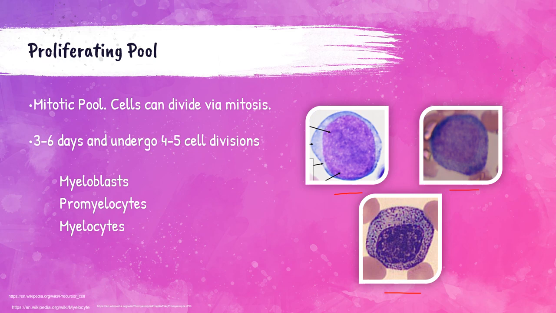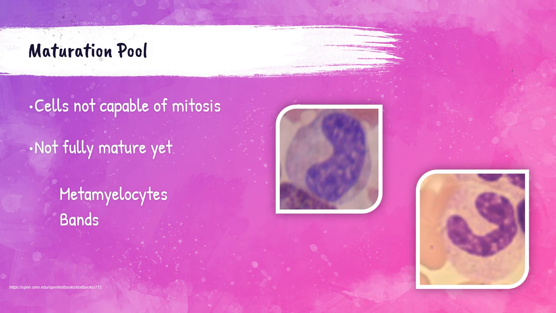In the maturation pool in the bone marrow, the cells are no longer capable of mitosis. So this means they're not actively dividing. They are not fully mature yet as well. So these include metamyelocytes and bands. So this here is a metamyelocyte, and this is a band or a banded neutrophil. Once we talk about these particular cells throughout this lecture, feel free to return to the slide and take a look at these cells.